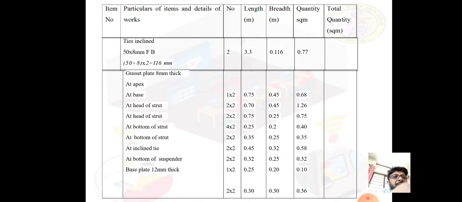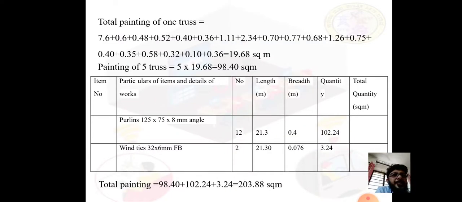Like that we have calculated all the surface area of the members. So if we add it, we got total painting of one truss as 19.68 square meter, and painting of 5 trusses is 98.4 square meter.